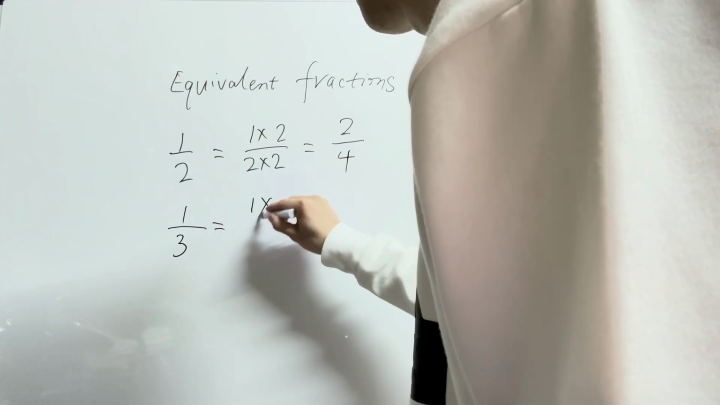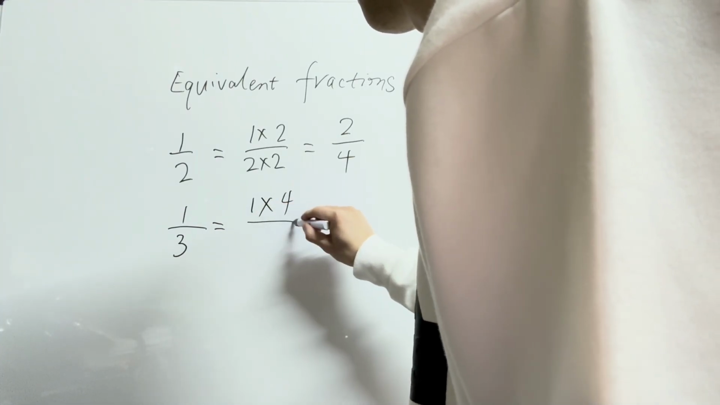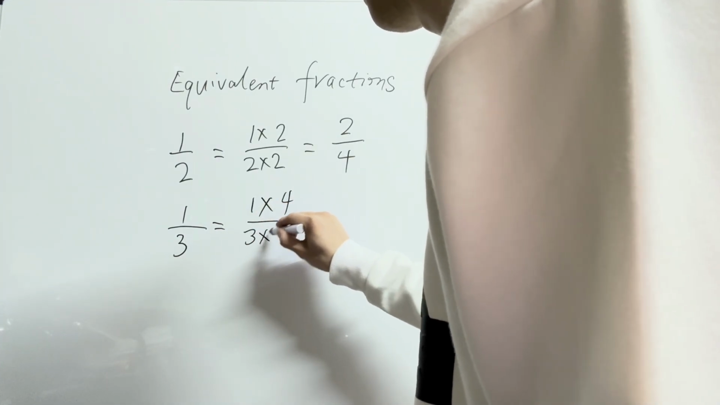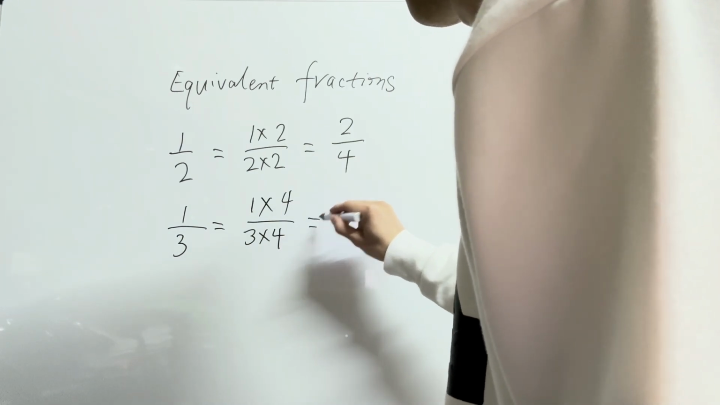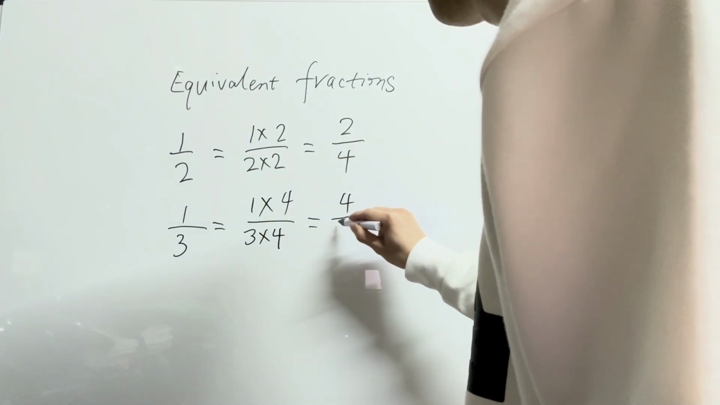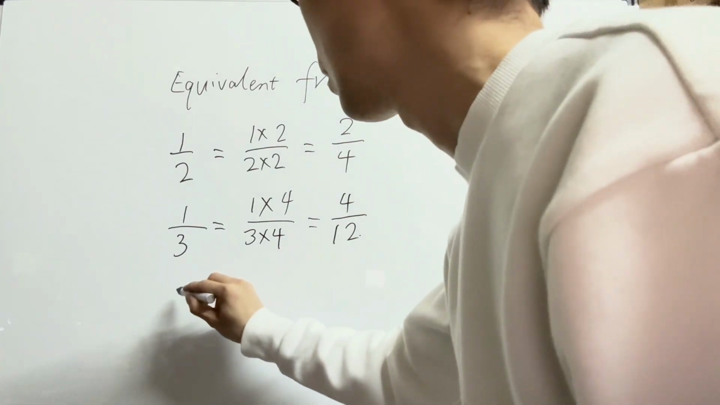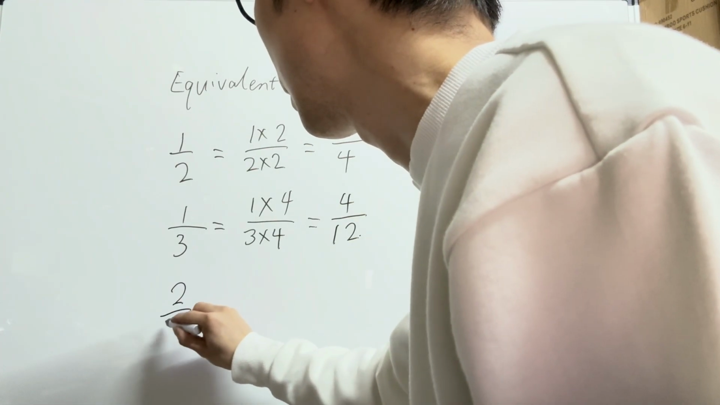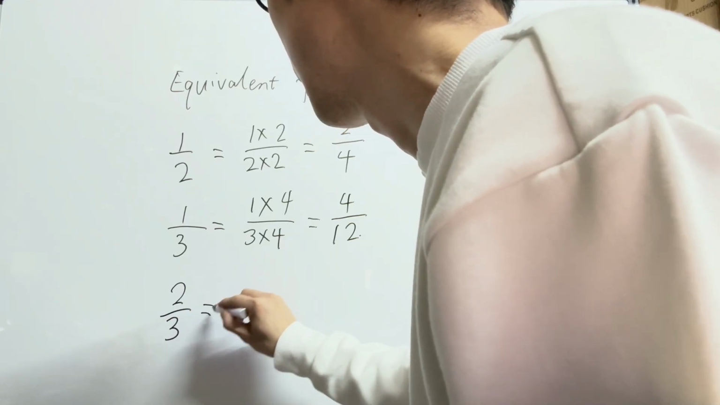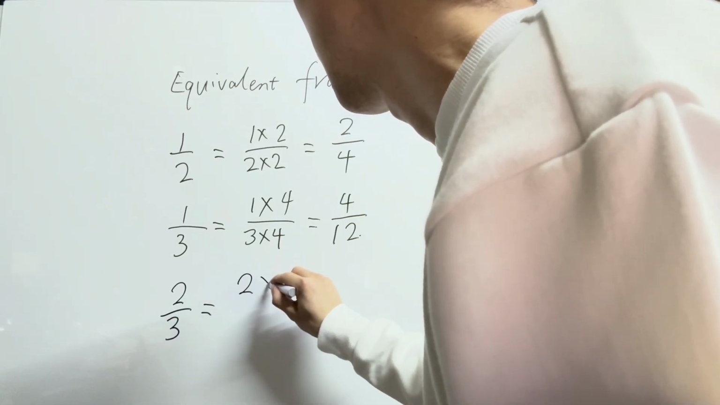Equivalent fractions are produced by multiplying the numerator and denominator by the same number. Well, this number can actually be any whole number greater than 1. And on the other hand, equivalent fractions can also be produced by dividing the numerator and denominator by the same number as well.